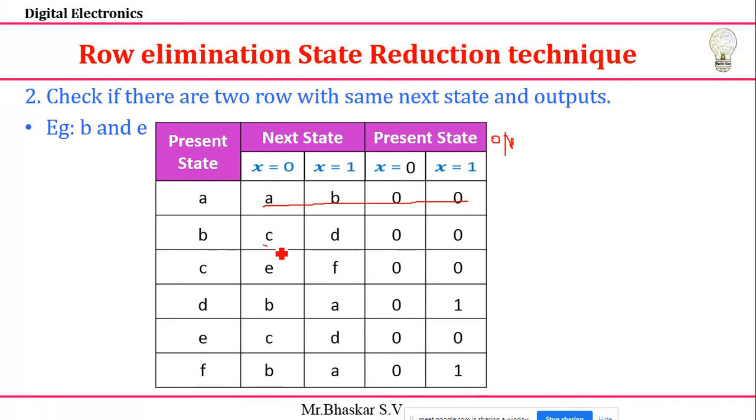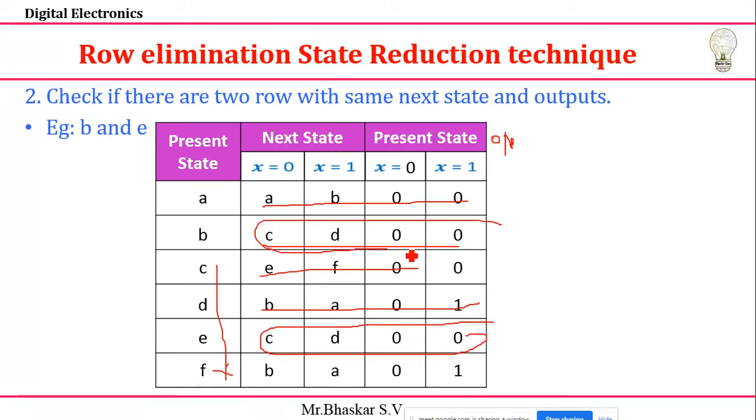Next I'll compare my B with respect to the remaining cases, going downwards. CD00: anywhere CD00, here it is not possible and here also not possible, but here you can see CD00 and CD00, the next state and the outputs are the same. So check if there are two rows with the same next state and output. In this case the states are B and E. So in the example I'm going to take B and E. These two states have the same next state and output.